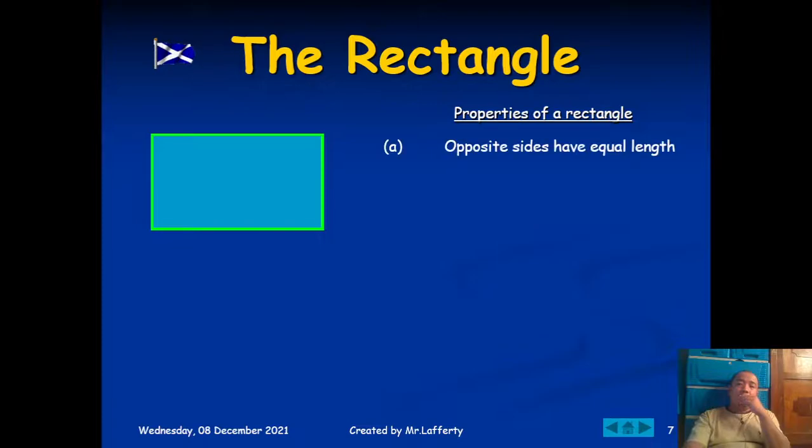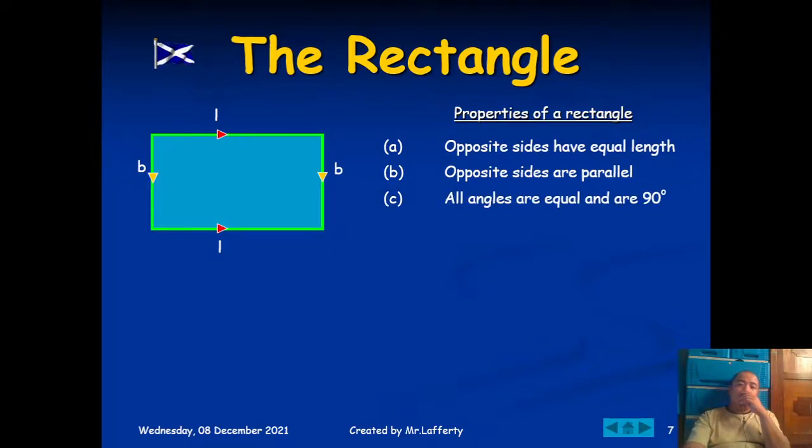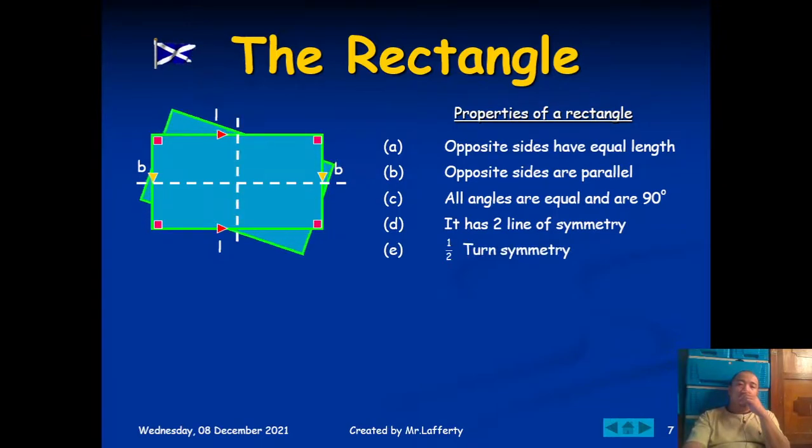What are the properties of a rectangle? Opposite sides have equal length. It consists of the length and width. So the lengths are equal, and the widths are equal too. Opposite sides are parallel. All angles are equal and are 90 degrees. It has two lines of symmetry. One half turn symmetry.